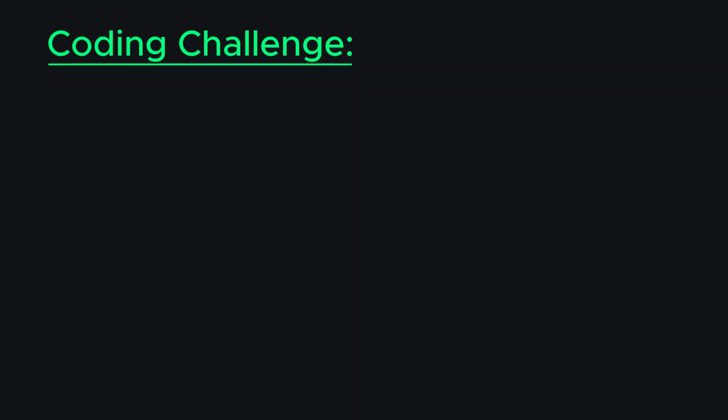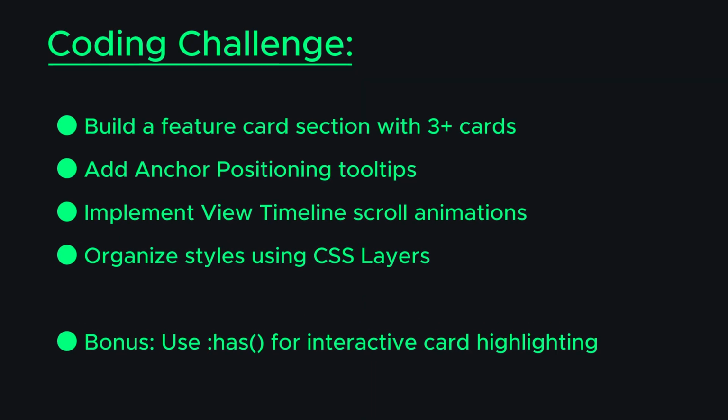Now it's your turn. Here's your coding challenge. Build a feature showcase section with at least 3 cards. Each card should include a tooltip powered by anchor positioning. Animate the cards using view timelines. Organize your styles using cascade layers. And for bonus points, use the has selector to create interactive focus states or hover effects.